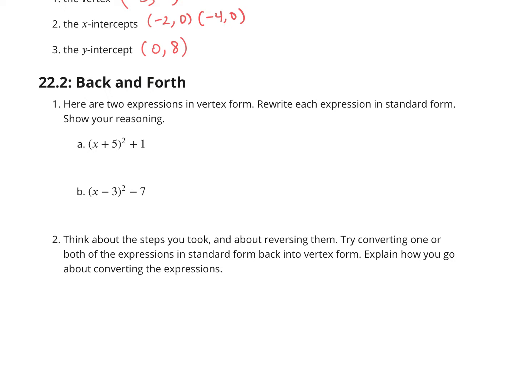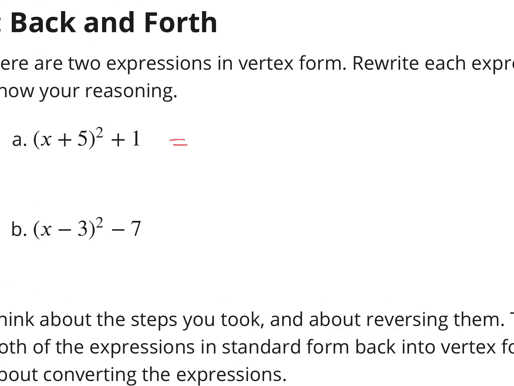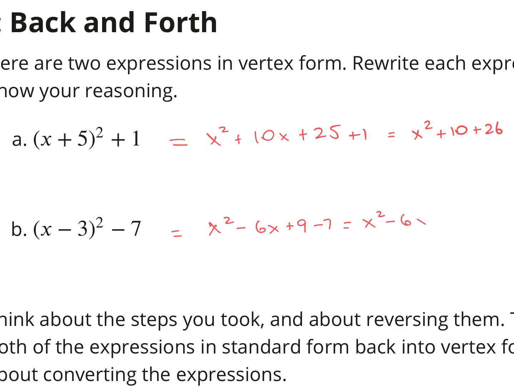All right, so for A, I know (x plus 5) squared is going to be x squared plus 10x plus 25, and then I have to add that one. So I have x squared plus 10x plus 26. For B, I know I'm going to have x squared minus 6x plus 9, and then I have to subtract 7. So that's x squared minus 6x plus 2.